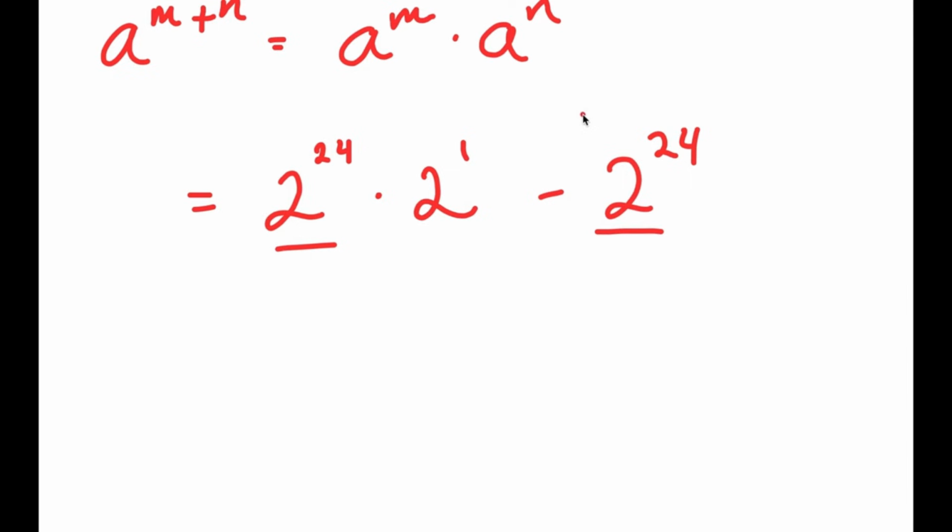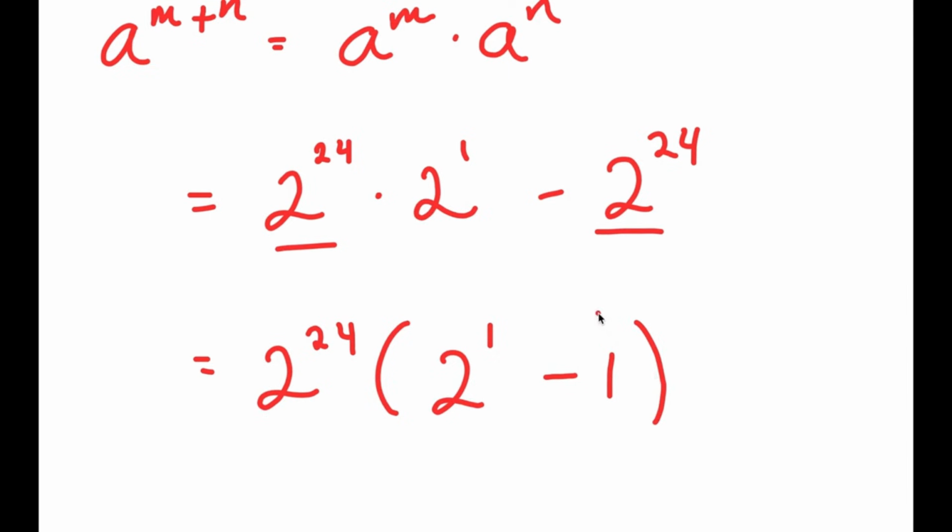So I get 2 to the power of 24 times 2 to the power of 1 divided by 2 to the power of 24 is just 2 to the power of 1. And negative 2 to the power of 24 divided by 2 to the power of 24 is just negative 1.